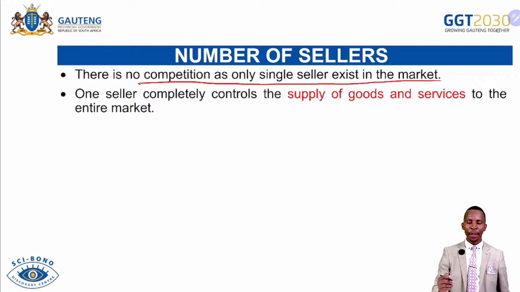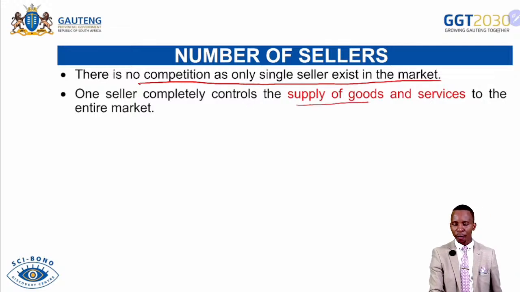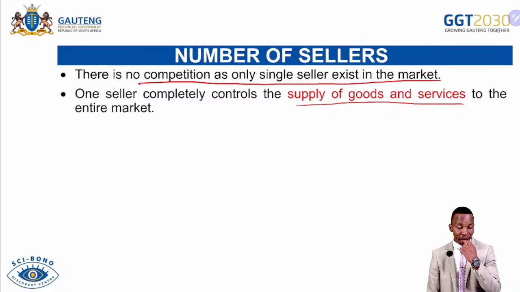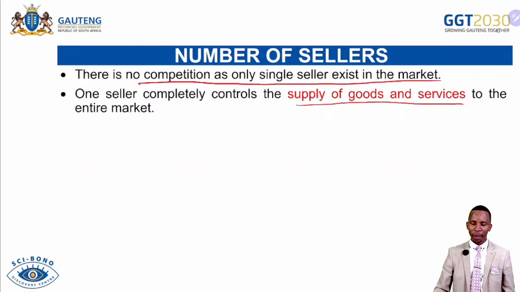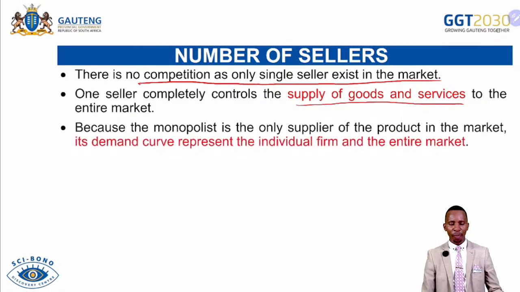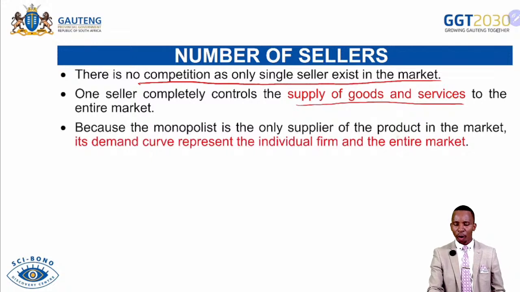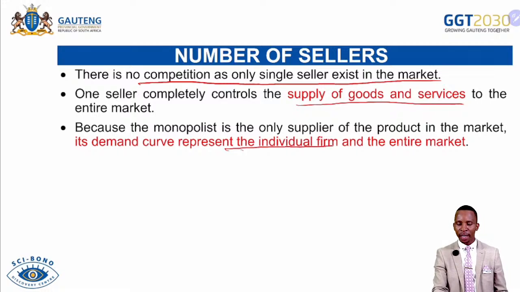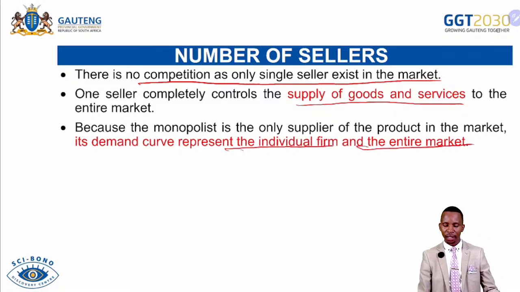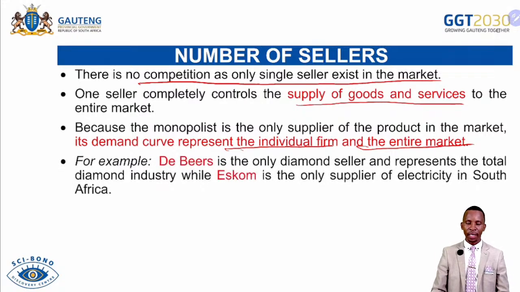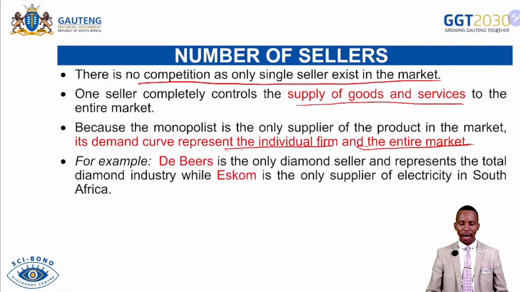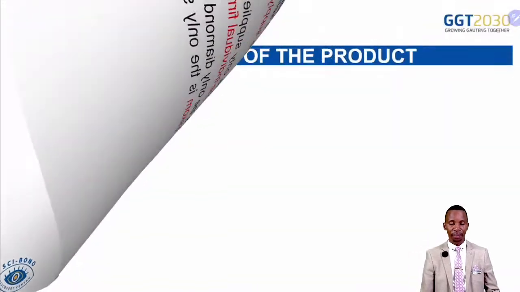One seller completely controls the supply of the good or service in the market. There is only one seller supplying or controlling the supply of the product for the whole market. Because the monopolist is the only supplier, the demand curve represents both the individual firm and the entire market, as discussed before. For example, De Beers is the only diamond seller and represents the total diamond industry, while Eskom is the only supplier of electricity and represents the entire electricity industry in South Africa.